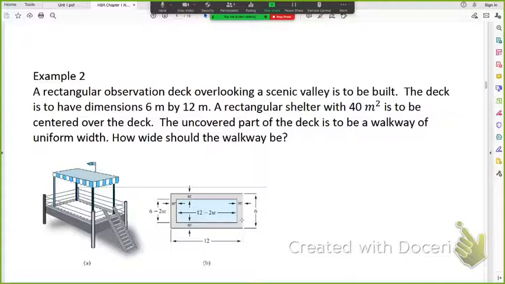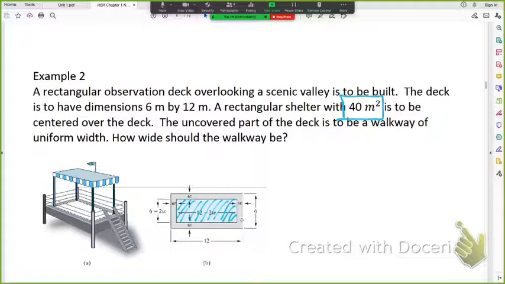Where's the area? Yep, the shelter has an area of 40 meters squared. In that picture, what part of that has that area? The blue part. This has an area of 40 meters squared. So I'm just going through this, combing through for information, seeing what I can figure out. I know that the area of that blue part is equal to 40. Therefore, I can set up an equation given that.